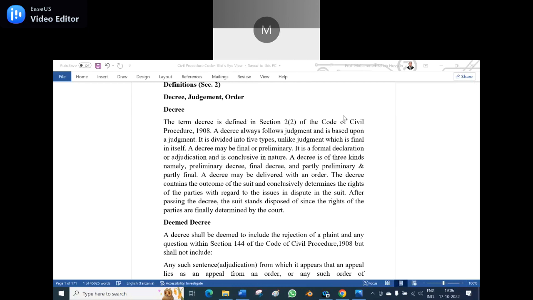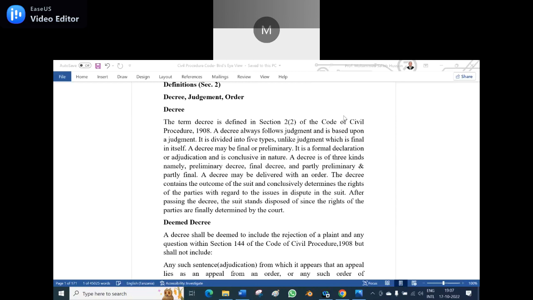Definitions generally would be there in section 2. What is another name for the definition? If you know it, you tell me. If you don't know it, you say pass on. The other name for the definition is explanatory clause. Yes, explanatory clause. Very good.